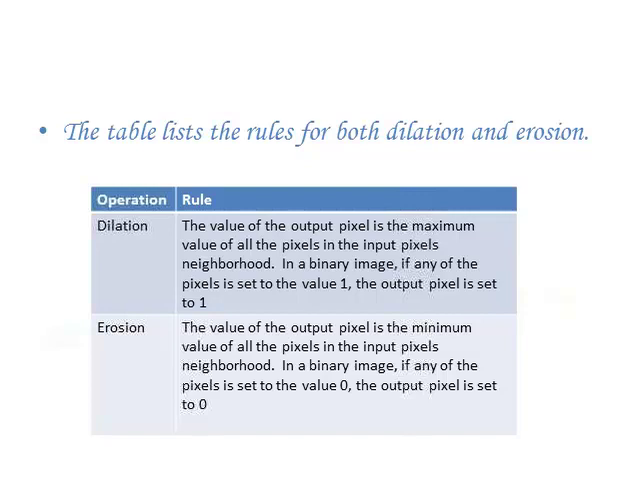In a binary image, if any of the pixels is set to the value 1, the output pixel is set to 1. Erosion: the value of the output pixel is the minimum value of all the pixels in the input pixel's neighborhood. In a binary image, if any of the pixels is set to the value 0, the output pixel is set to value 0.